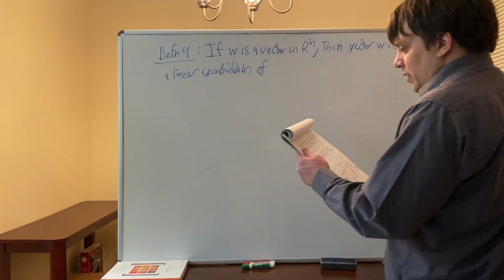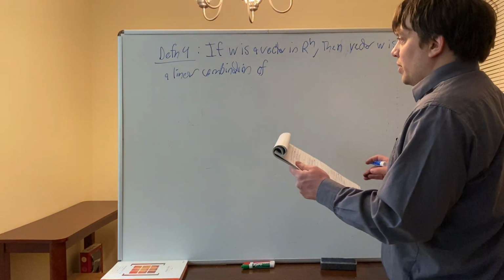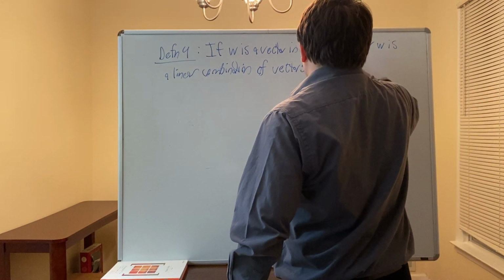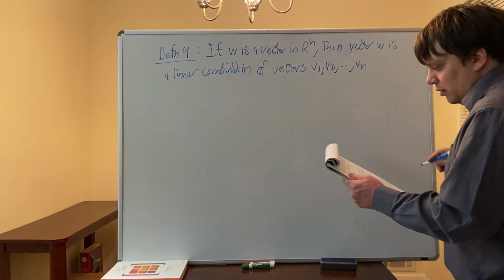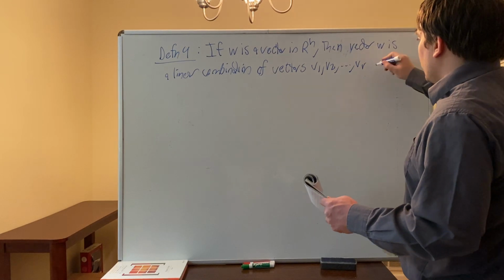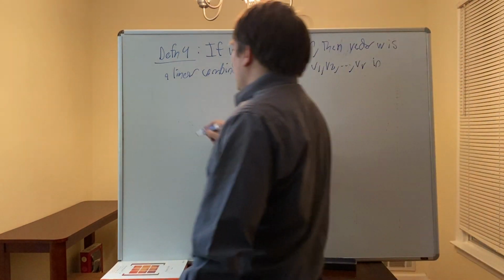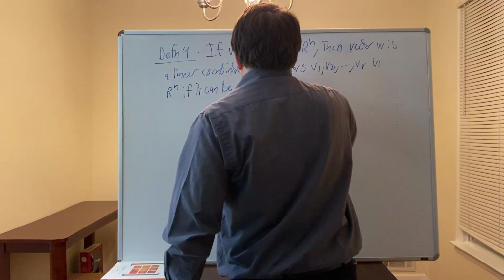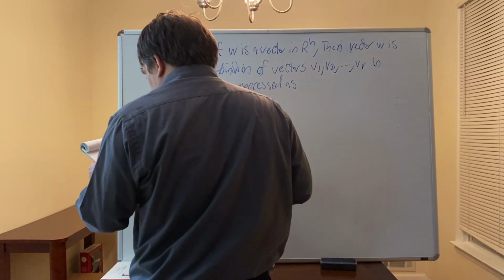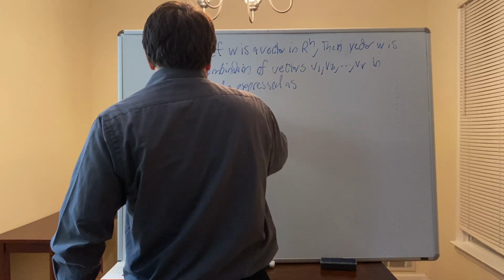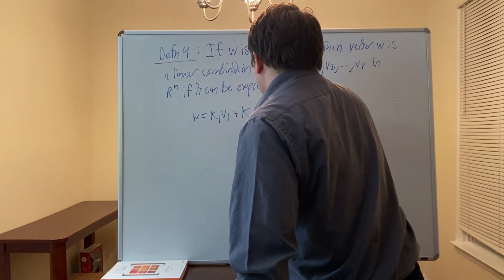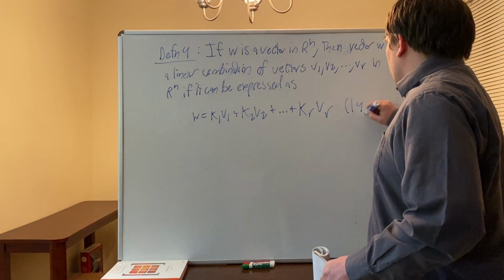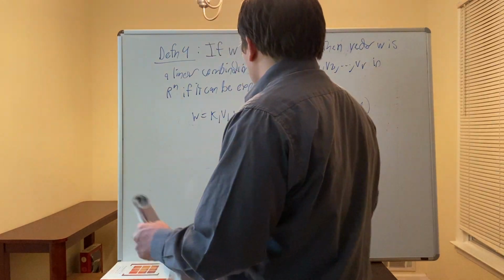If w is a vector in Rn, then w is a linear combination of vectors v1, v2 to vr in Rn if it can be expressed as w is equal to k1 v1 plus k2 v2 plus dot dot dot plus kr vr. This is equation 14.